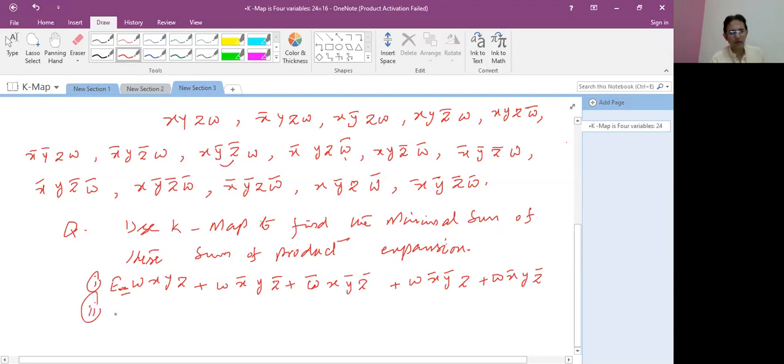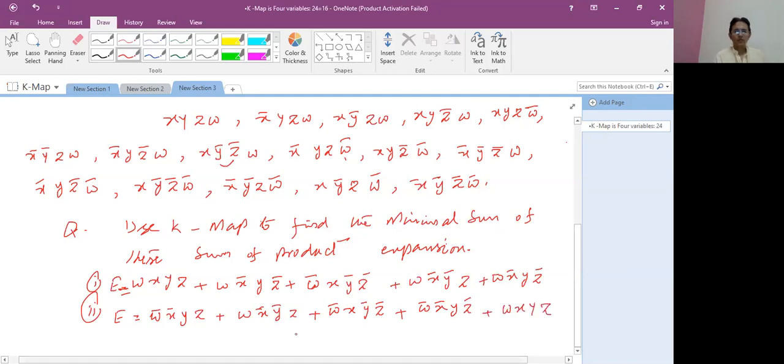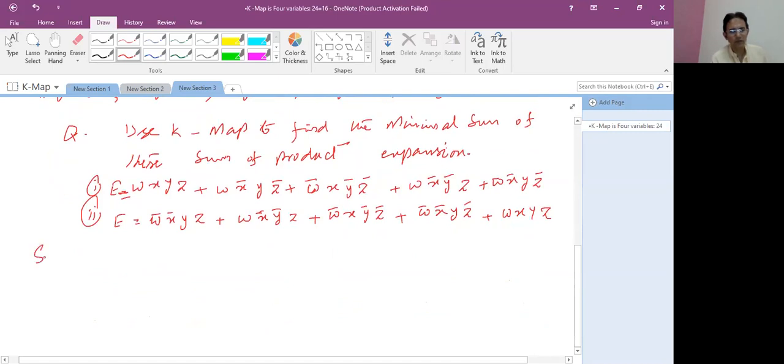Now the second one is, for example, if A is equal to W, X complemented Y, Z plus W, X, Y, Z, but X and Y are complemented, W, X, Y, Z, and W, Y, and Z are complemented, and the last one is W, X, Y, Z plus W, X, Y, Z. So these are the Boolean expressions you have given. The student will draw a K-map and find the minimal sum.